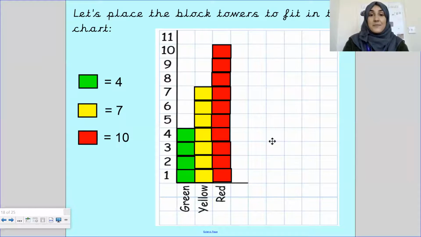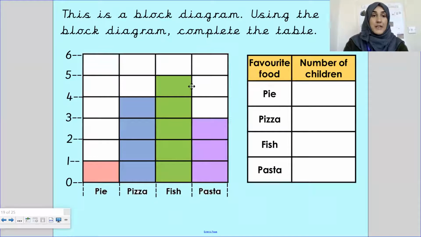Now this is an example of how you build block towers. Okay, now this is a block diagram. Using the block diagram, complete the table. Okay, so I can see in our block diagram, we have one up to number 6, and it starts from 0, and it says pie, it says pizza, it says fish, and it says pasta. So this is their school lunch. And then over here, there is a chart. Now, it's saying number of children.